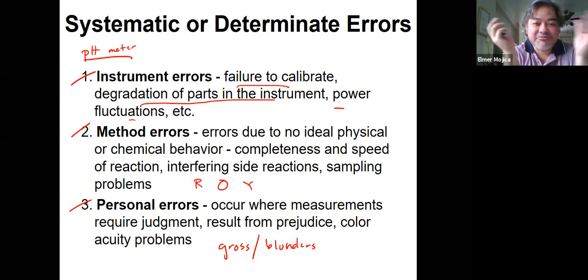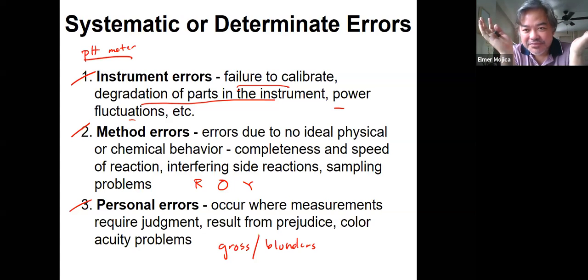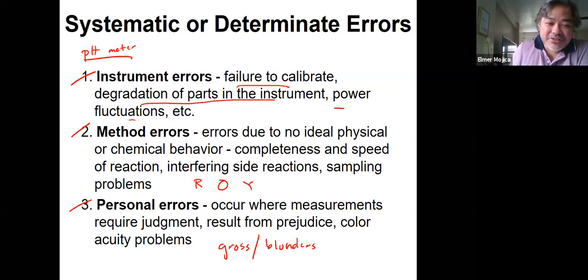So sometimes you say, we're done. And then you put back the solution. And then after some time, it becomes colorless again. So those are personal errors. The root word that you have there is judgment. Okay? So when you have to do judgment, that is usually personal errors.